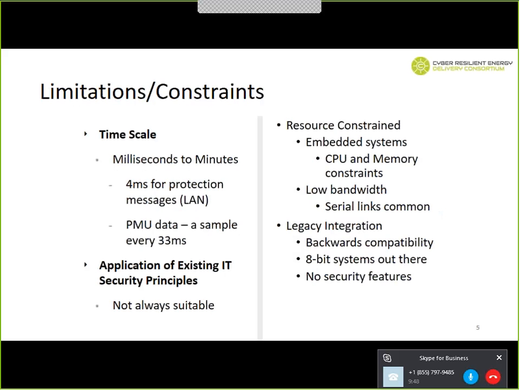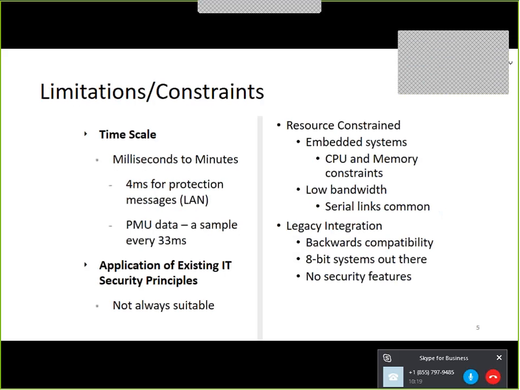What are some of the limitations and constraints that industrial control systems have? One is time scale. Depending on what you're doing, you may have milliseconds, but you may have minutes, depending on what types of operations you're looking at. For instance, protection messages generally have a 4 millisecond operating window that you need to operate in. PMU data is a sample every 33 milliseconds that's going out. Things aren't necessarily relying on it on a 33 millisecond scale, but that gives you an idea of what some of the things are in there.